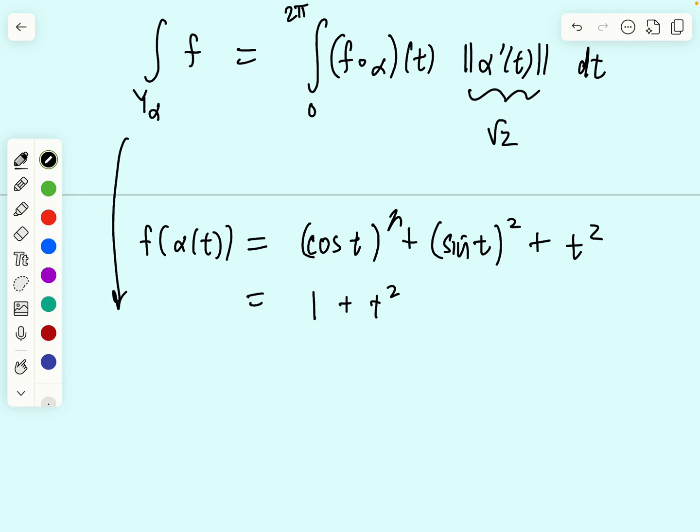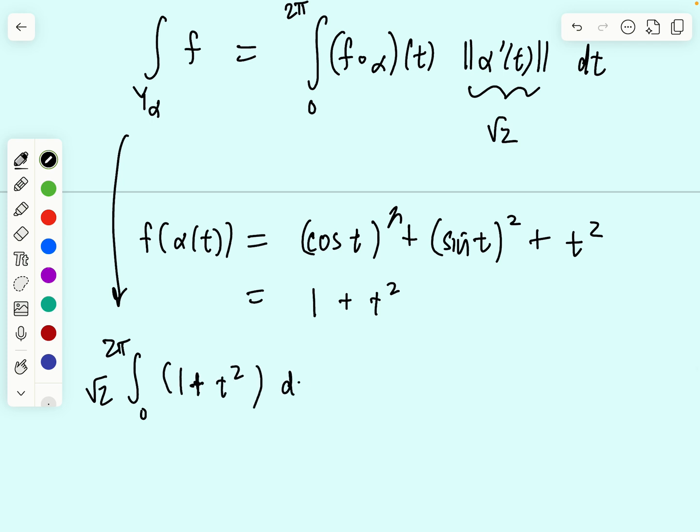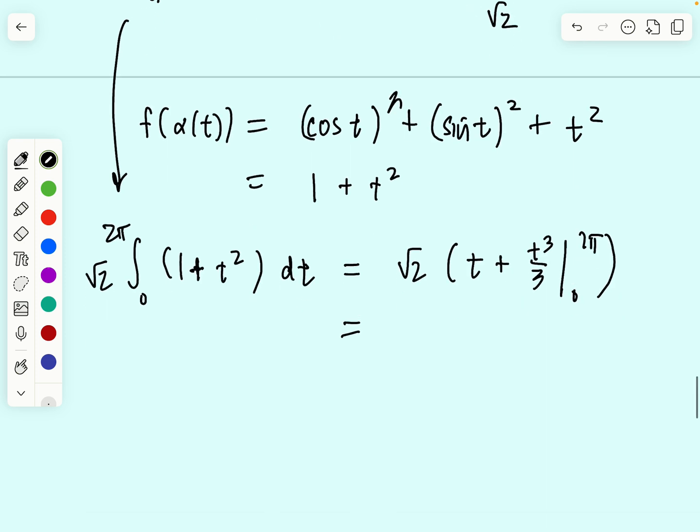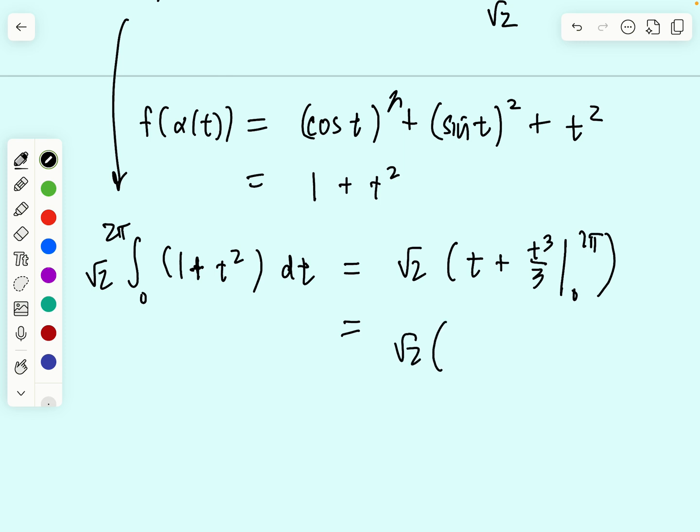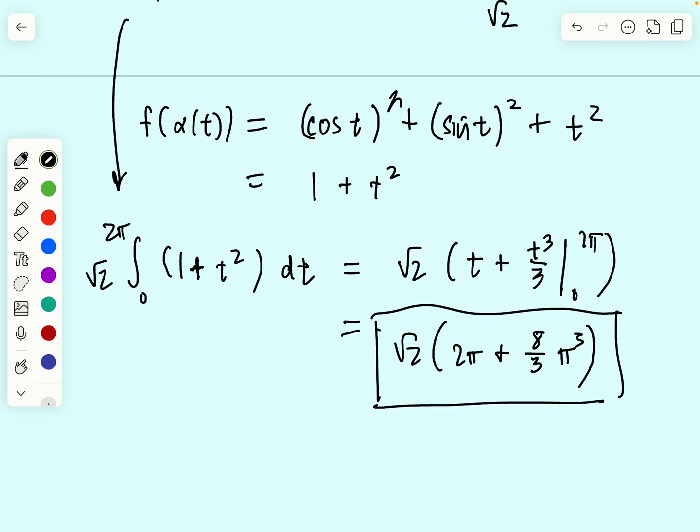So now we have to integrate. So this thing is the integral from 0 to 2 pi of the square root of 2. Since that's constant, I can pull it out. The integral from 0 to 2 pi of 1 plus t squared. And now this is just an ordinary integral. So you get t plus t cubed over 3 from 0 to 2 pi, and that's going to give you square root of 2 times 2 pi plus 8/3 pi cubed. And that's the answer.